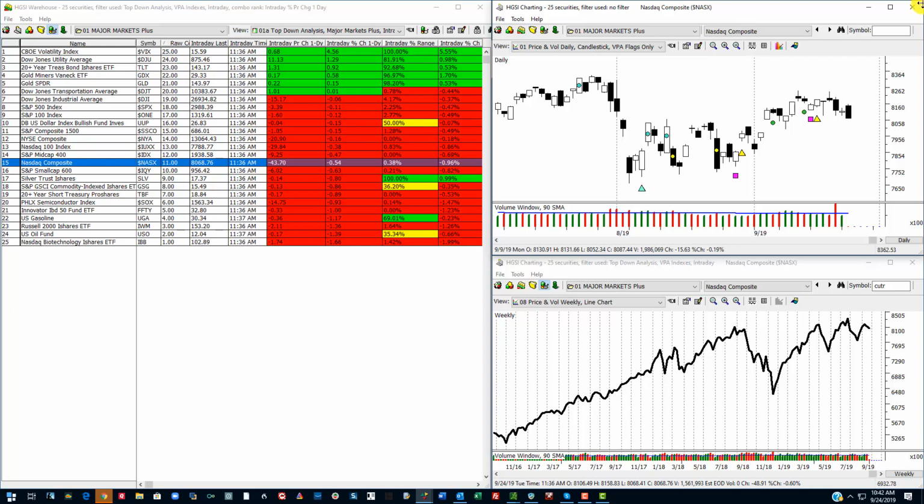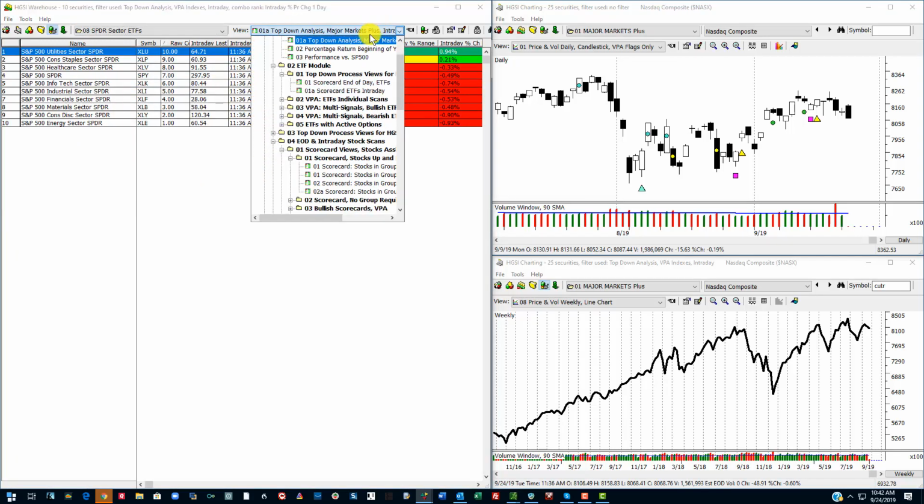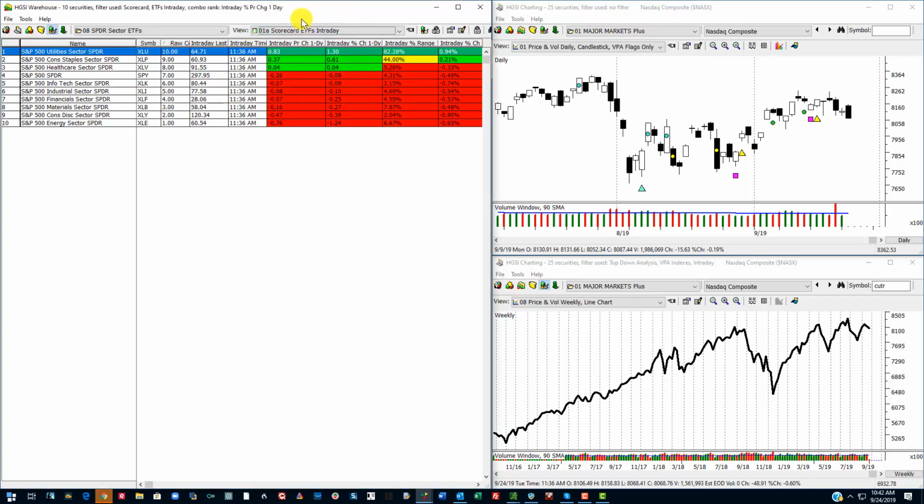Okay, let's go to a different level. I'm just kind of winging this. I'm going to go to the Spider Sectors ETFs, and I'm going to go back down to Scorecard ETFs Intraday, and you can see where the strength is today. Utilities, consumer staples, that's what I was talking about. There is a little strength in healthcare, which is surprising because there hasn't been.